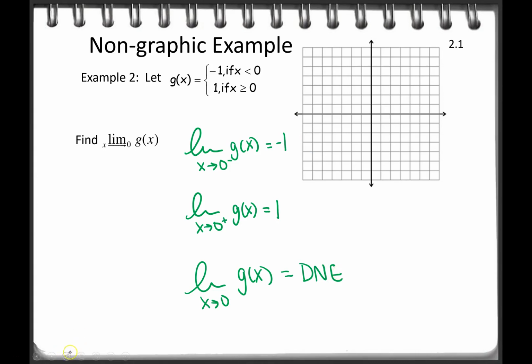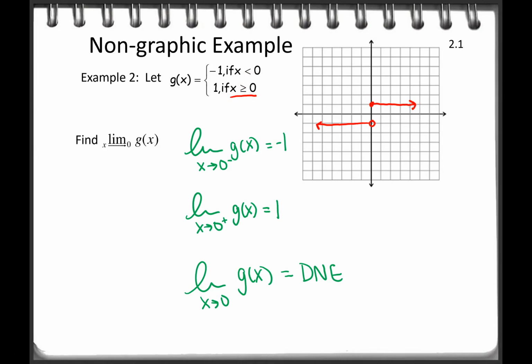Now, I do think it's worthy to actually graph this. And so if I graph negative 1, that would be the same thing as saying y equals negative 1. So that's a horizontal line at negative 1. I'm going to have an open circle, and that's because I have x is less than 0. But then if x is greater than or equal to 0, then we have y equals 1, which is this.